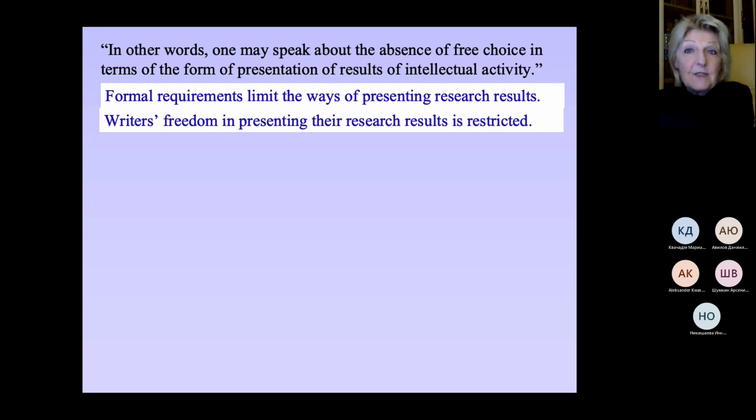Limit the ways of presenting research results. The second sentence is vice versa. Writers' freedom in presenting their research results is restricted. So the point is that they are restricted, and you will then develop how their freedom is restricted. They are very close together, but they give you two variants. Just let's take it as two variants of improving this unclear nominalized sentence, right? Twice shorter and many times clearer.